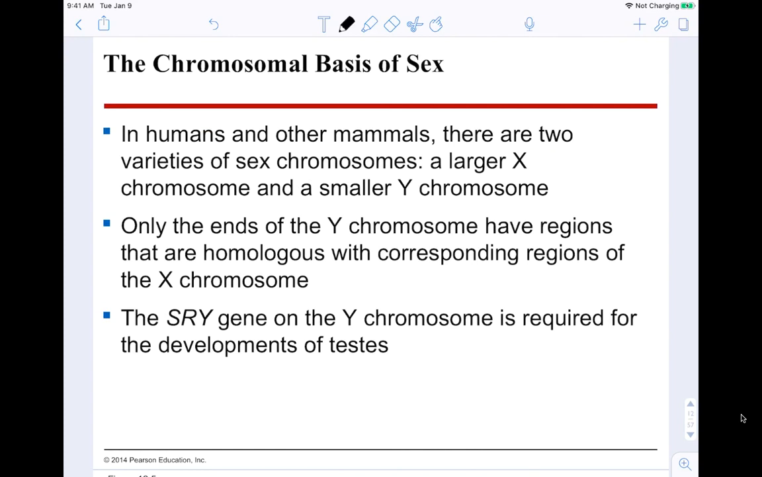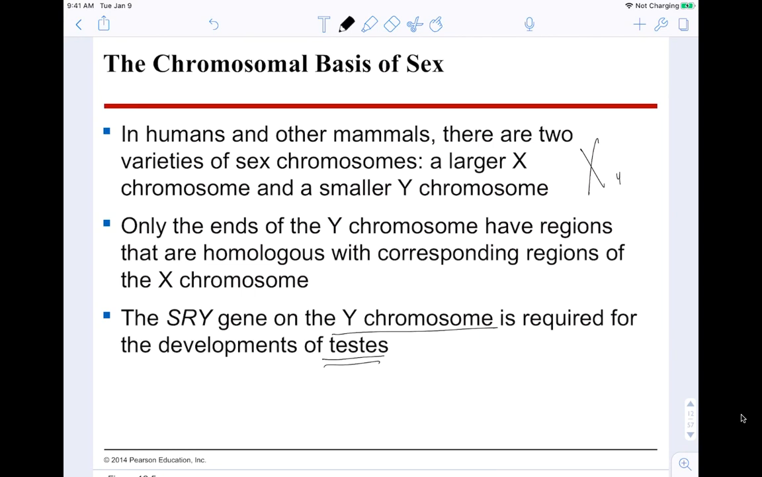In humans and other mammals, there are two varieties of sex chromosomes: the larger X chromosome, and I mean larger, it is much larger than our little Y chromosome. It's a lot larger because it carries a whole lot more information, and a smaller Y chromosome. Only the ends of the Y chromosome have regions that are homologous with corresponding regions of the X chromosome. So they have little in common, meaning that they don't carry much of the same information at all. And the SRY gene on the Y chromosome is required for the development of the testes. So the Y chromosome is literally what makes a male, biologically speaking.